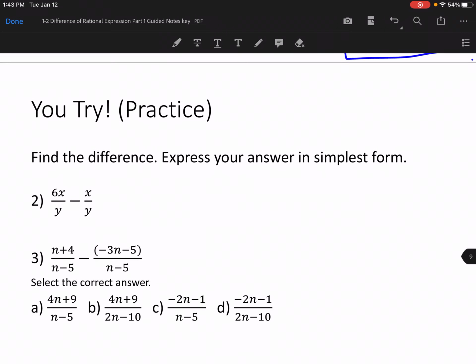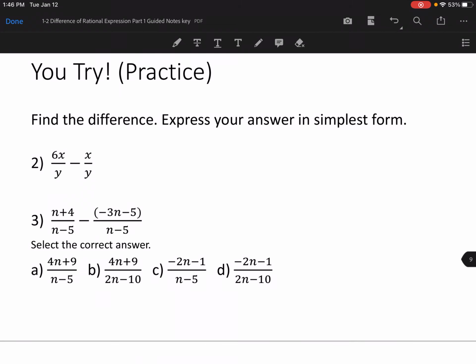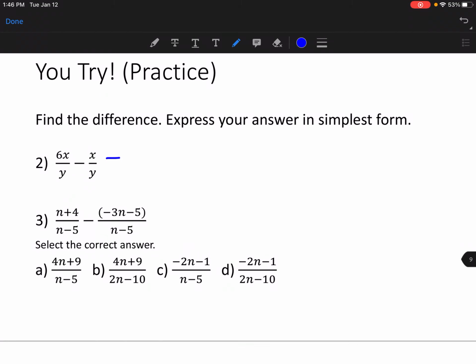Alright, now I want you to go ahead and do practice 2 and 3. Find the difference, and express your answer in the simplest form. Number 2, you should give me an answer. And number 3, there's A, B, C, D, so select one of the answers once you work it out. Alright guys, let's look at it together. Number 2, I have 6x over y minus x over y. So we're going to subtract our numerators: 6x minus x is 5x over y.